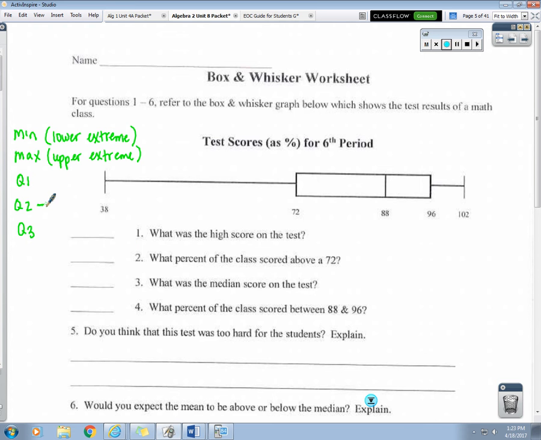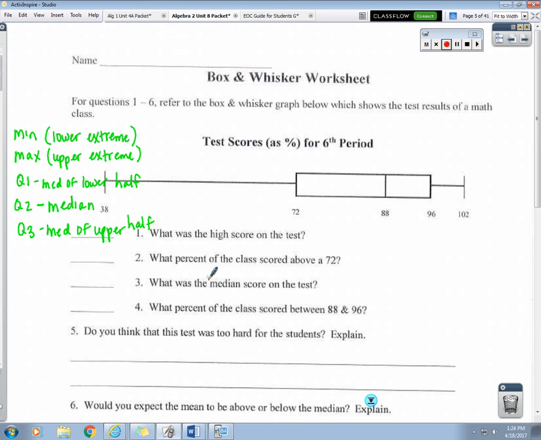Then you have quartile 1, 2, and 3, which are all medians. Quartile 2 is the median of the entire data set. Quartile 1 is the median of the lower half. And quartile 3 is the median of the upper half.